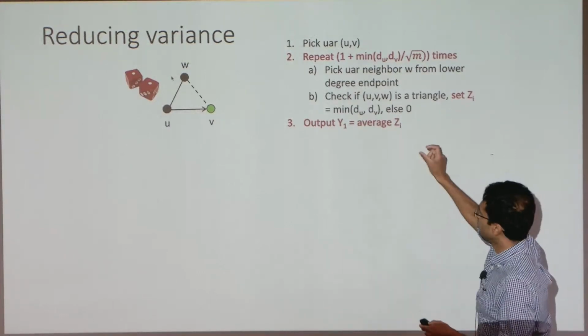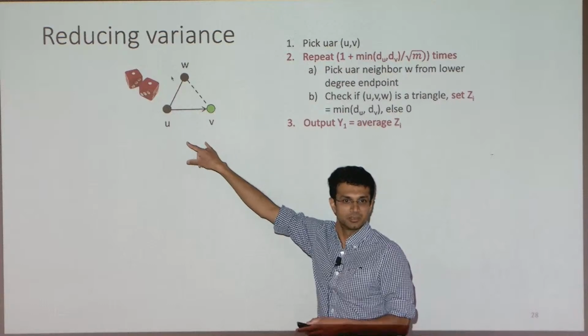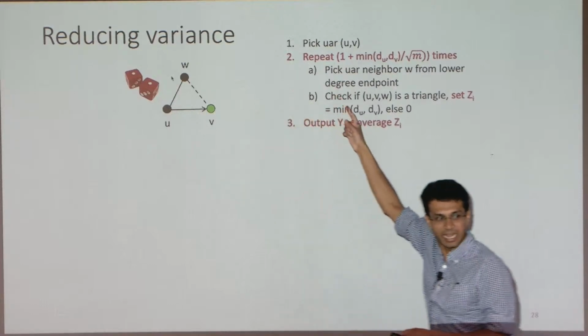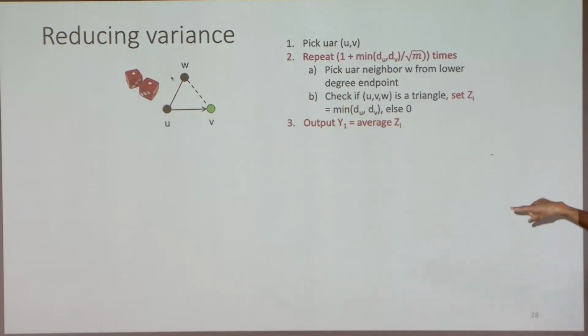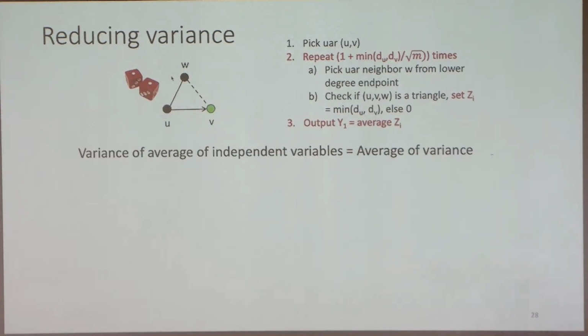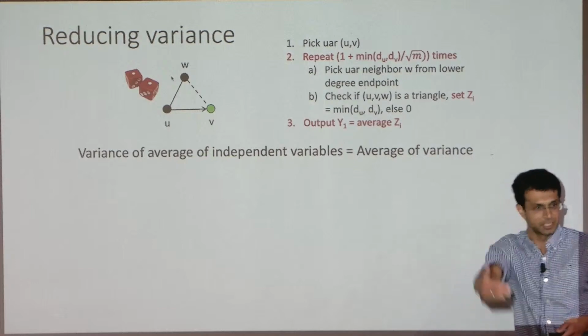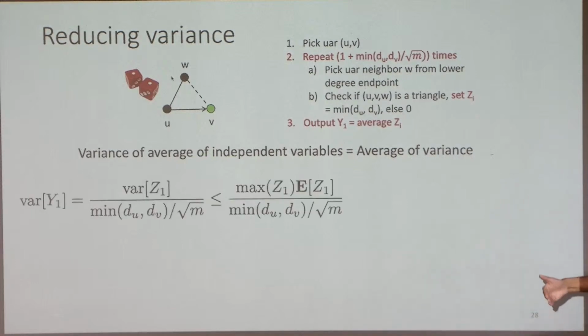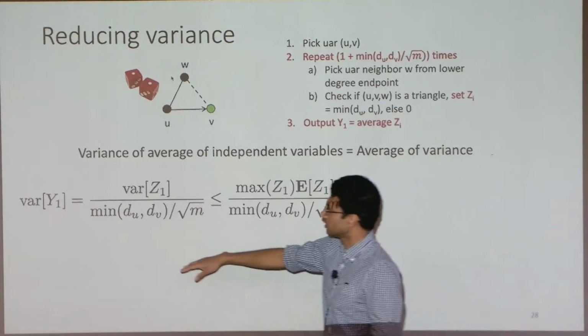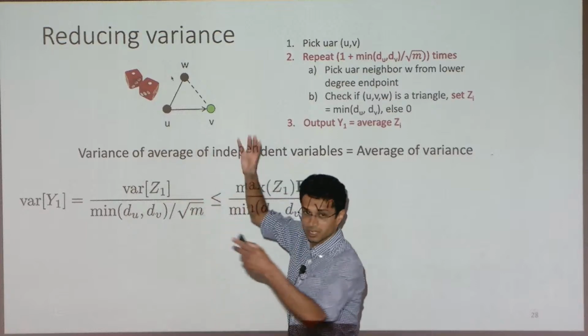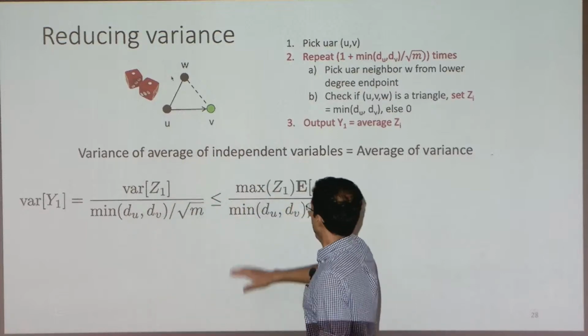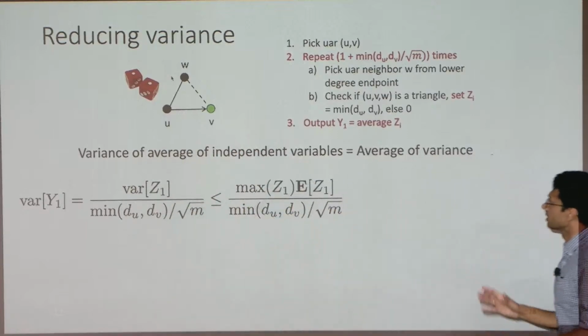So I'm doing something which is edge specific. And I've done it exactly the number of times that the Chiba-Nishizaki will tell me if the running time works out. So how do I analyze? The variance of the average is the average of the variance. So what I get is the variance of my estimator y1 overall. Okay, so let me do this a little carefully.